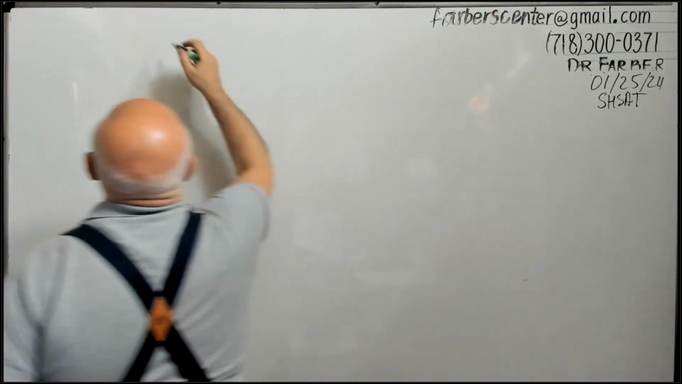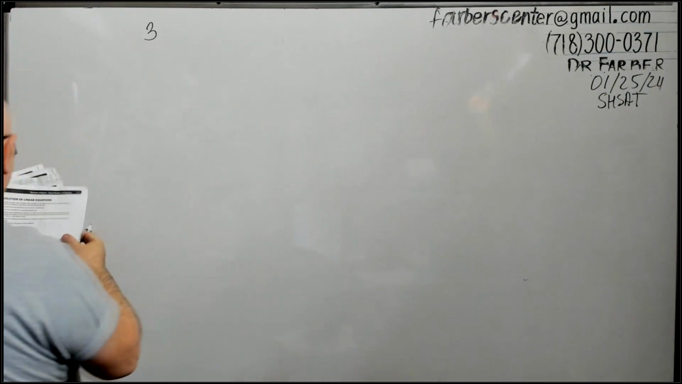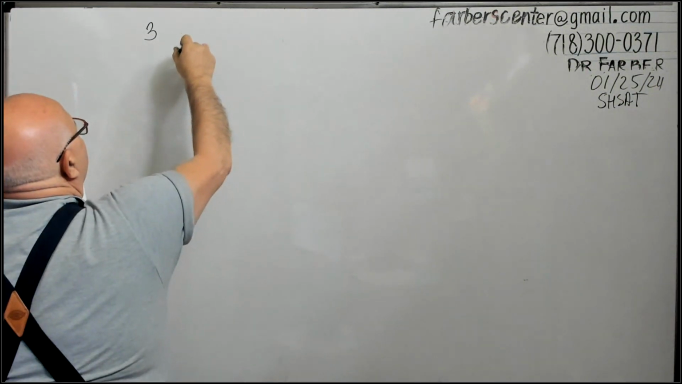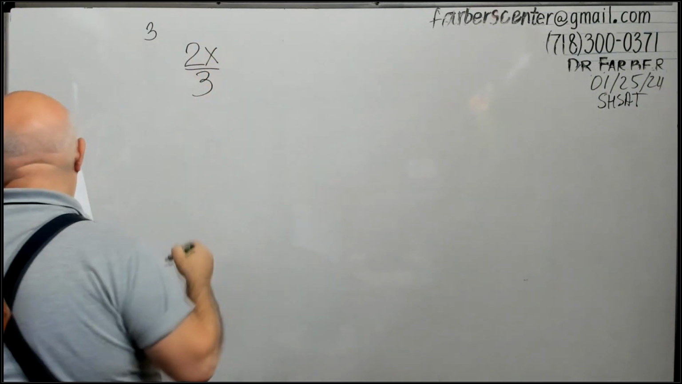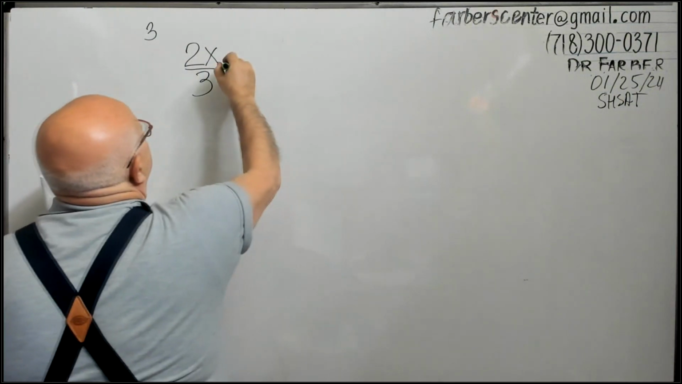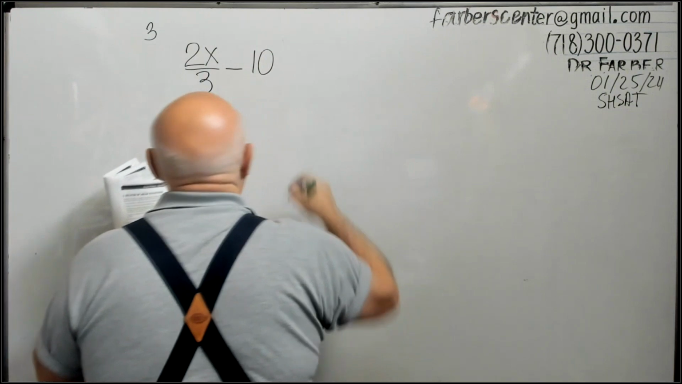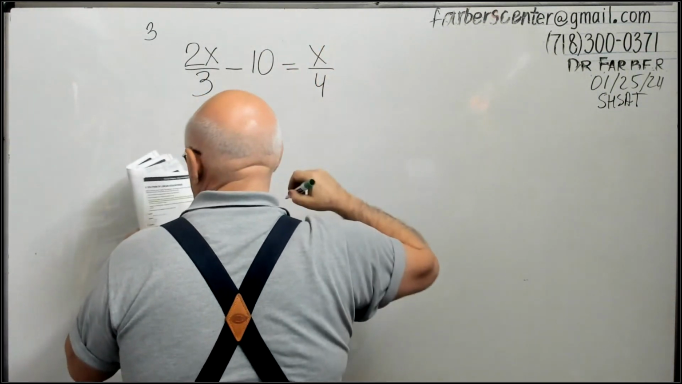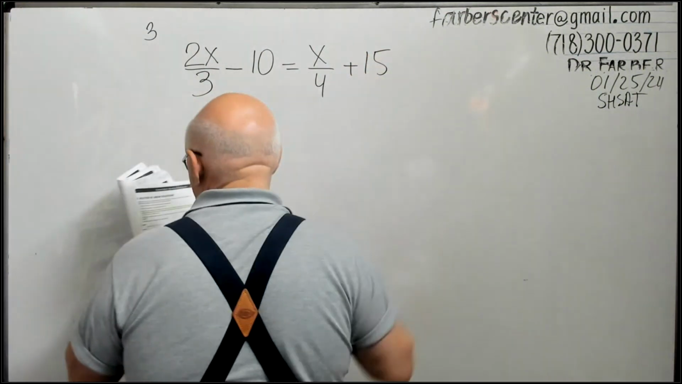Number 3. For instance, 2x over 3 minus 10 equals x over 4 plus 15. Good luck.